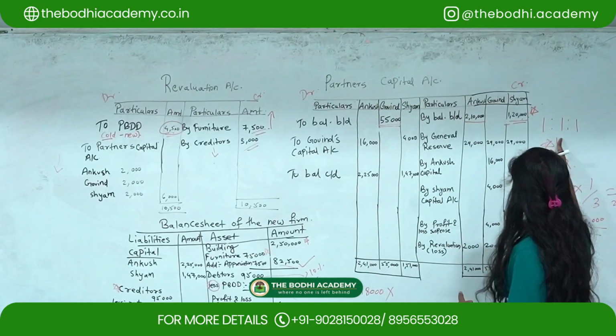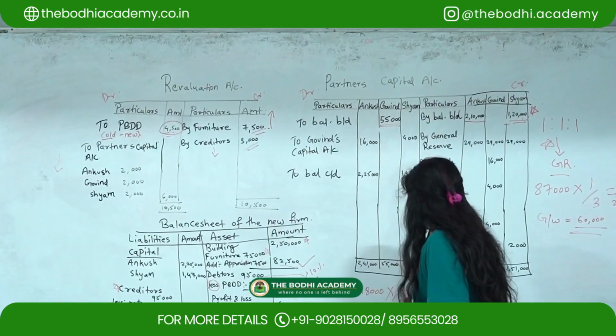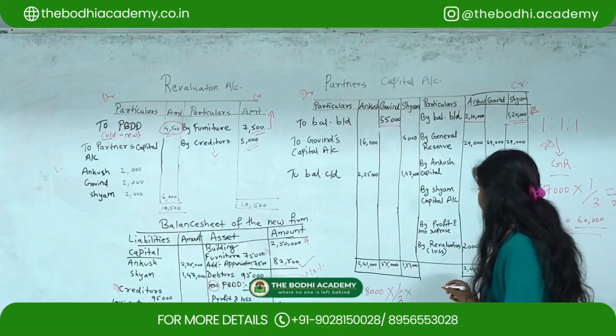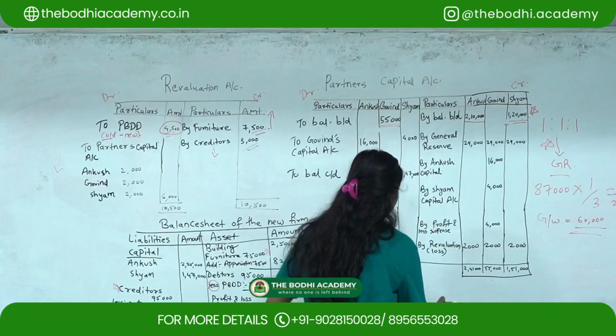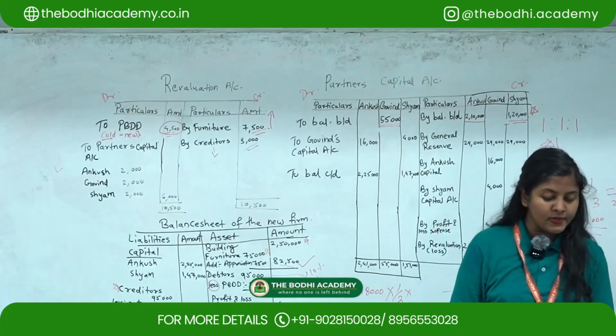So Govind's share is how much over here? One upon 3 multiplied by, I am going to take the months, in order to find out the profit and loss suspense account. So I want to find how much is Govind's share.